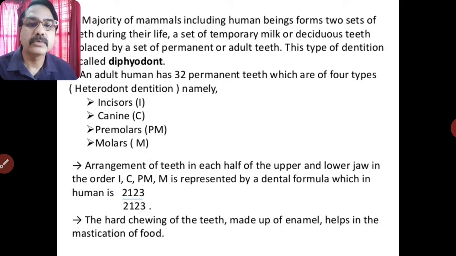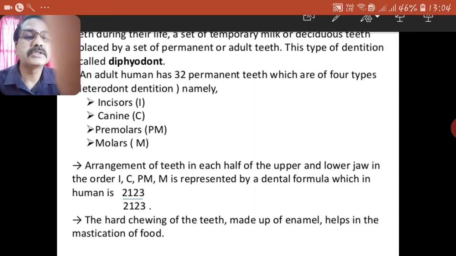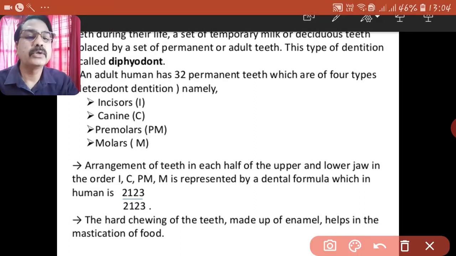We do not denote premolars by M. The arrangement of teeth in each half of the upper and lower jaw, in the order I C PM M, is represented by the dental formula, which here is the human dental formula. You can see here: 2 1 2 3 on one side and 2 1 2 3 on the other side.